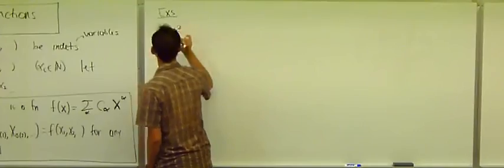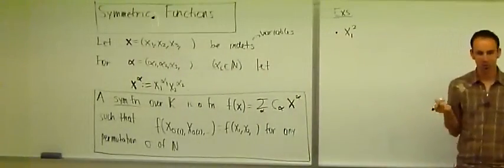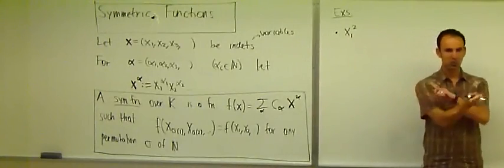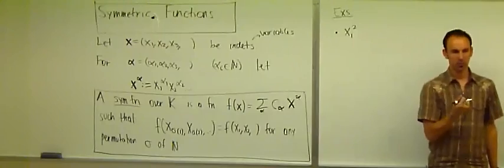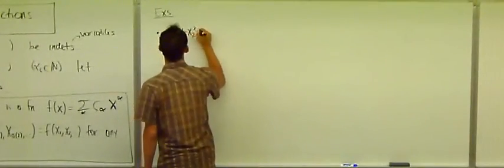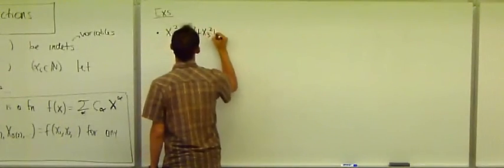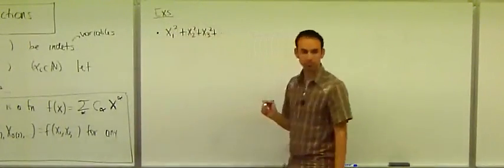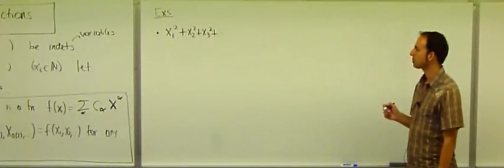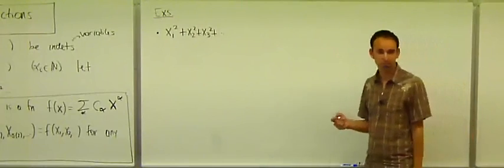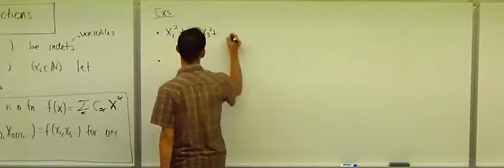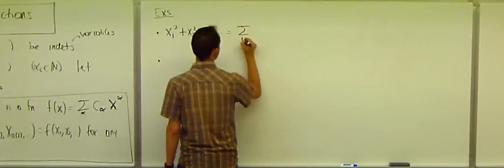For example, let's say that you have a symmetric function that has the term x1 squared. Okay, then again, because this is supposed to be fixed under any relabeling of the variables, you have to contain x2 squared. You have to contain x3 squared, etc. Okay, and so that's an example of a symmetric function. We can write the sum over i of xi squared.